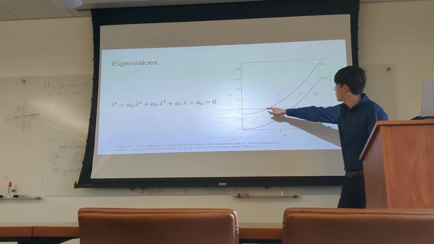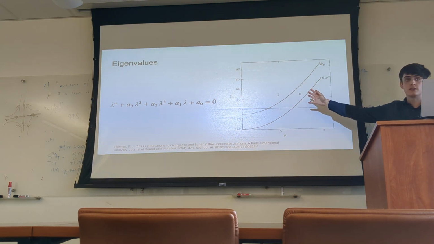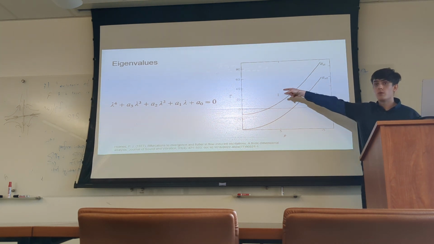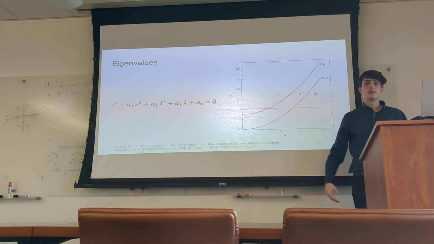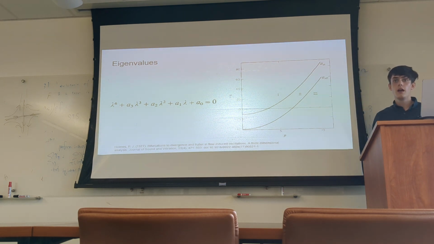A0 being equal to 0 corresponds to these two curves, BS1 and BS2, and that divides the space into 3 separate regions. Holmes numerically determined that in region 1, all the eigenvalues are negative, so that corresponds to a stable sink at the origin. In region 2, you have 1 positive eigenvalue and 3 negative. That corresponds to some sort of saddle point. And in region 3, you have 2 positive and 2 negative eigenvalues. So that again corresponds to some sort of saddle point.